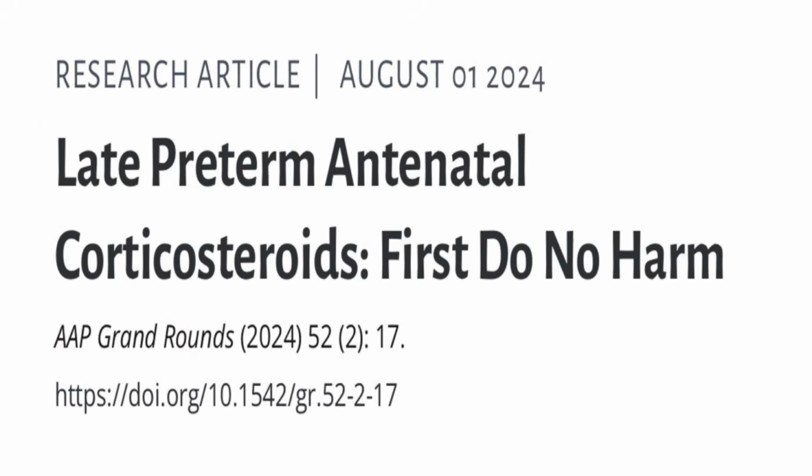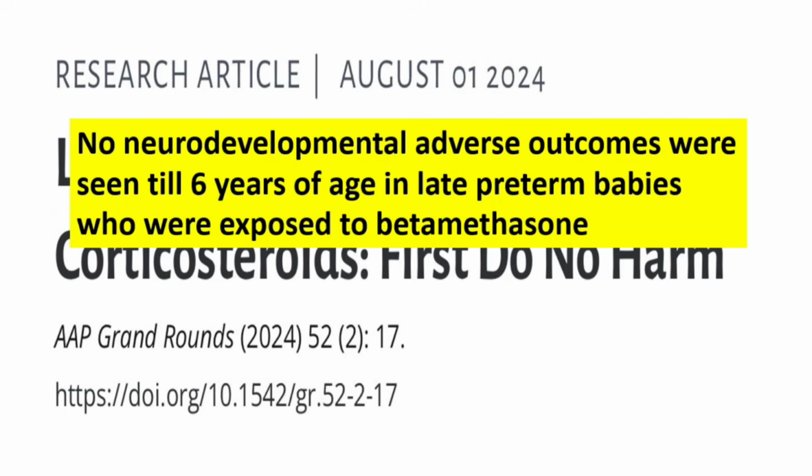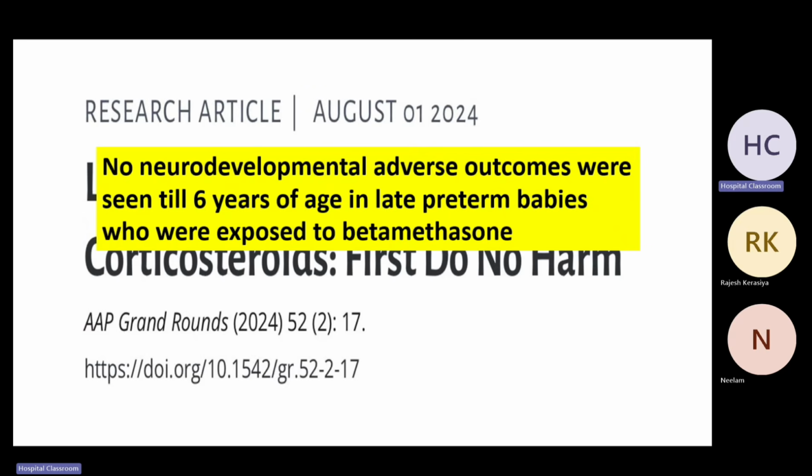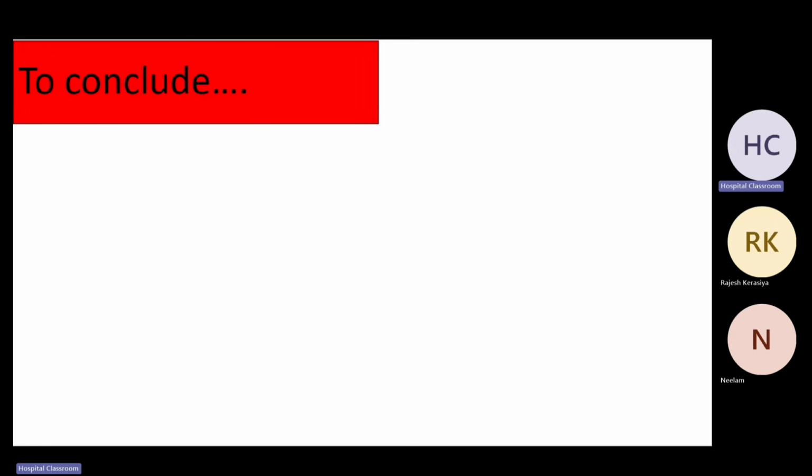There was one more study which was published in 2024 in the American Academy of Pediatrics journal. In this study, surprisingly, they have concluded that there is no adverse neurological outcome till the age of 6 years when steroid was given in the late preterm babies. So looking at the overall evidence, there is still a lot of confusion whether to give steroids in the late preterm group or not to give.